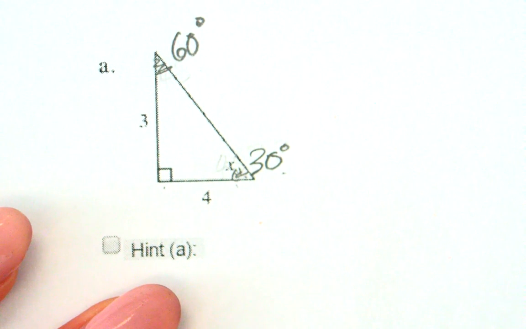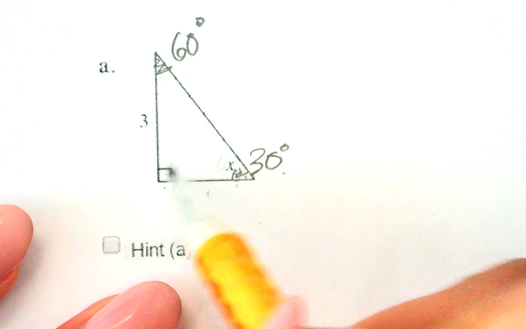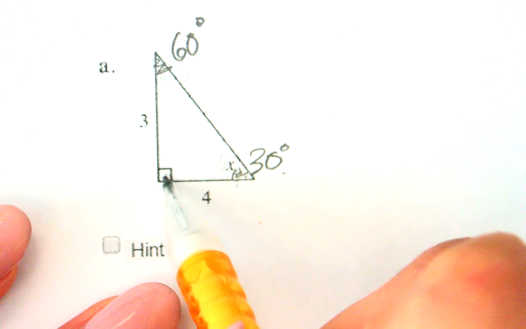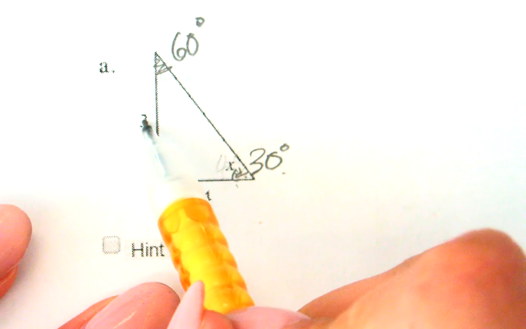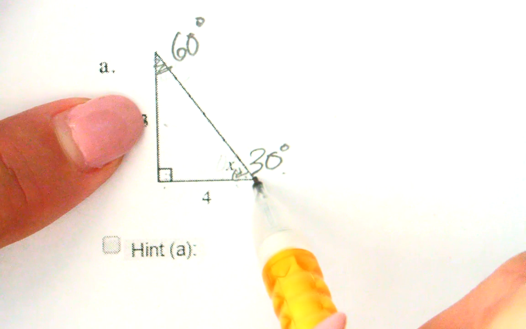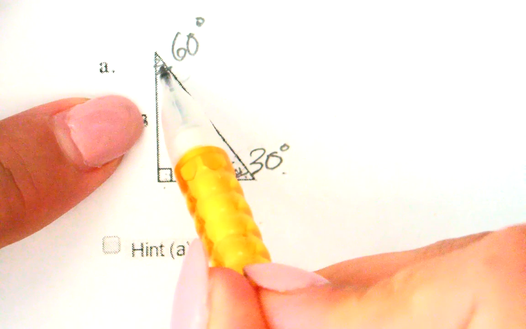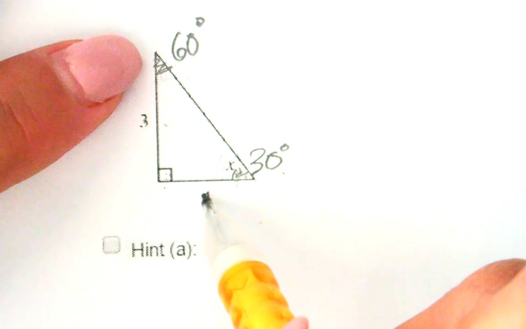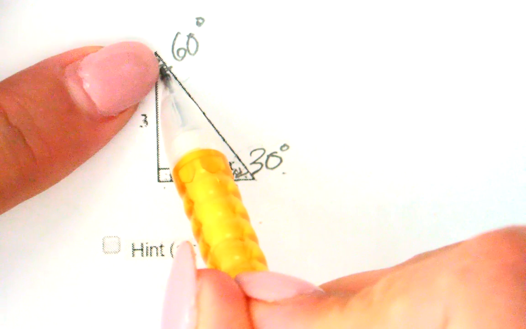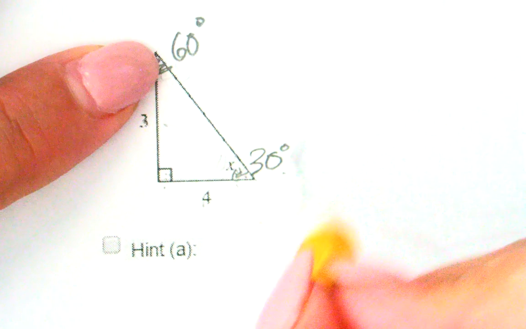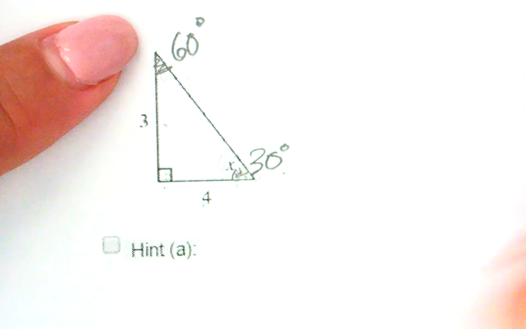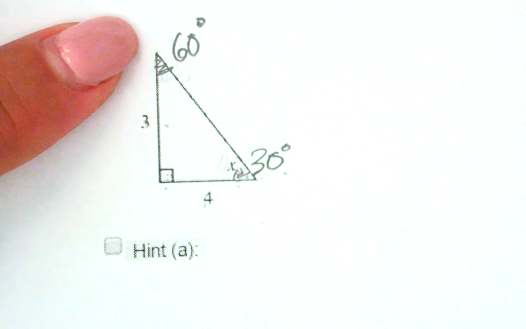Okay, so let's see. The biggest side, which is the hypotenuse, is across from the biggest angle. That works out. The smallest side, which is the 3, is across from the smallest angle. Okay, that works too. And then 4, the middle side, is going to be across from your middle angle. Okay, so that works. So x is good to go, right? It might be 30 degrees because it might be less than 45.